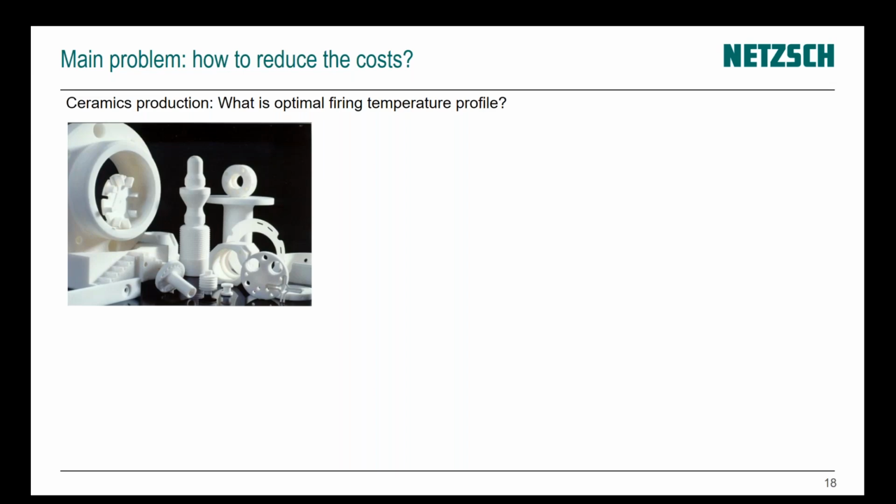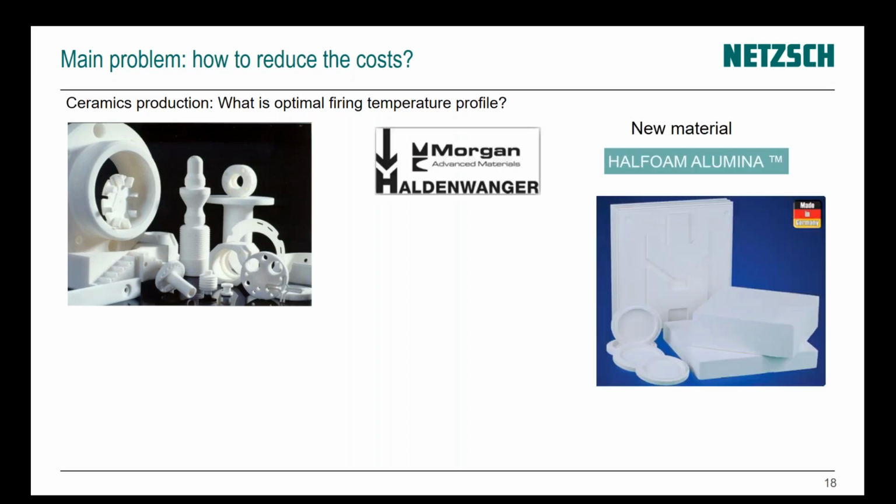Usually, in order to find this optimal profile, people use the trial and error method, and it is very long and very expensive, because each firing could take about one week or just several days. This is especially important for new materials. For example, our customer, Morgan Advanced Materials, has a new, very nice material with very nice properties.